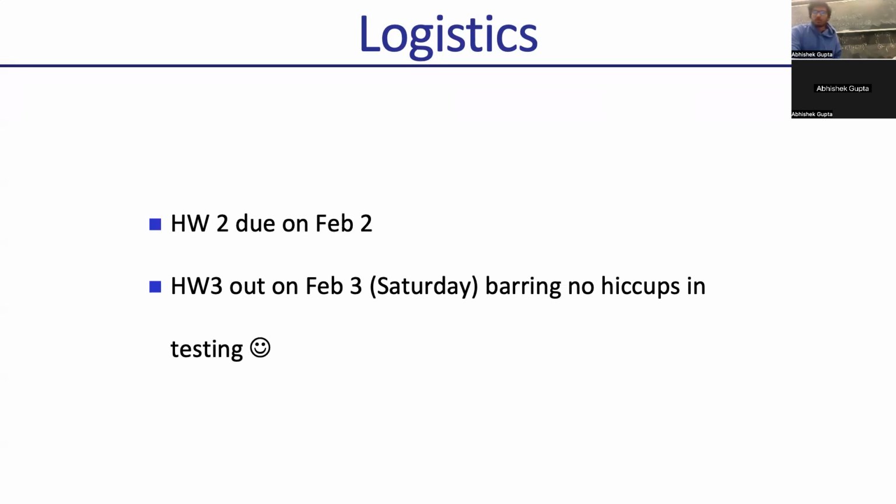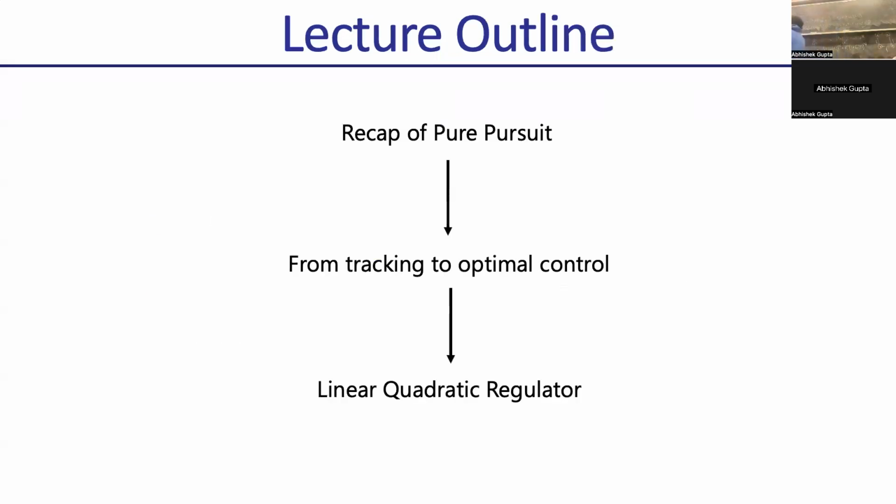Okay. Great. So the structure of our lecture today is we're going to recap pure pursuit, rederive it a little bit. Then we're going to figure out how to go from tracking to optimal control. And then we're going to describe this idea called LQR, or linear quadratic regulator.